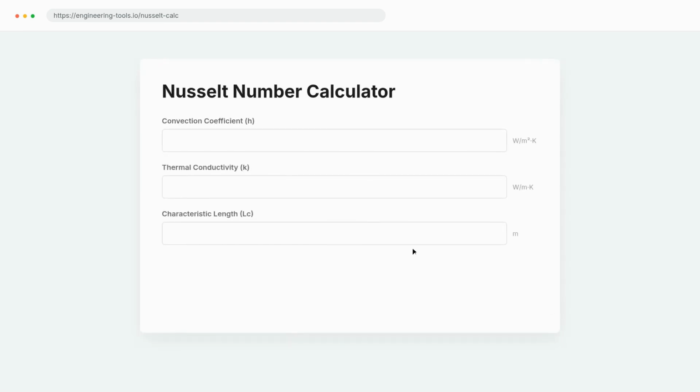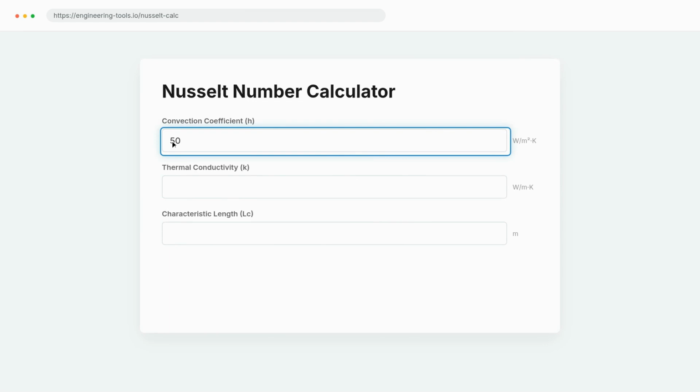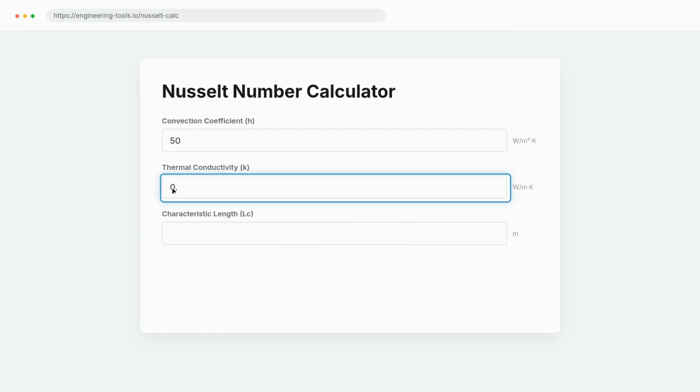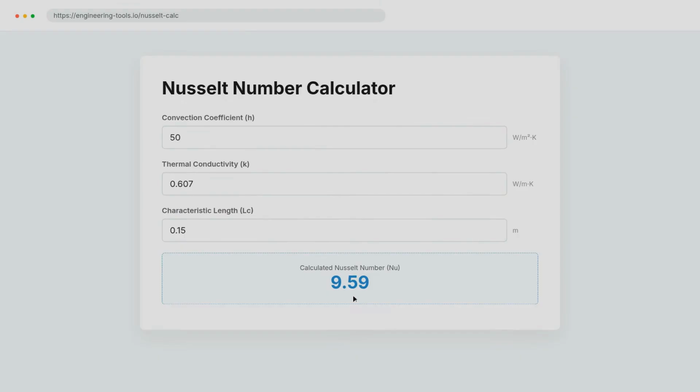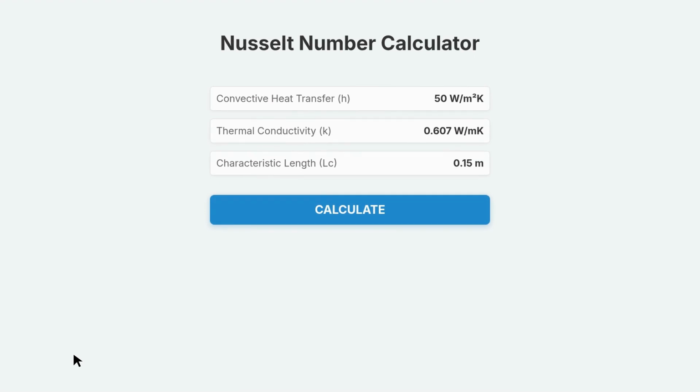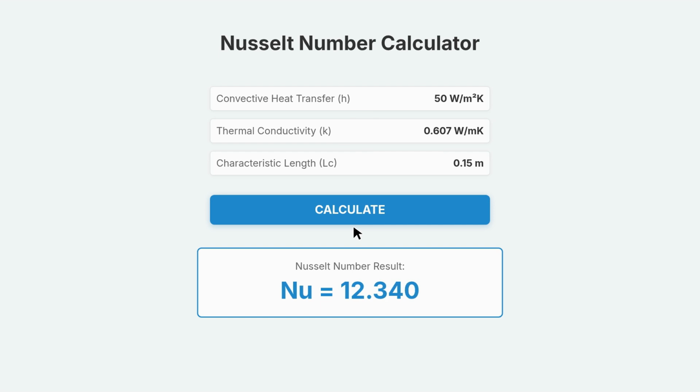I'll enter convection coefficient h as 50 watts per square meter Kelvin, thermal conductivity k as 0.607 watts per meter Kelvin, and characteristic length Lc as 0.15 meters. After clicking Calculate, the results show Nusselt number Nu equals 12.3. The convection coefficient confirms our input at 50 watts per square meter Kelvin.